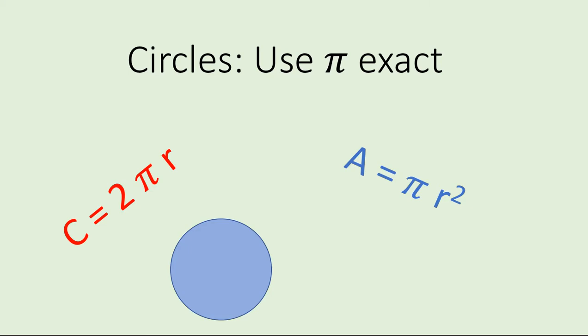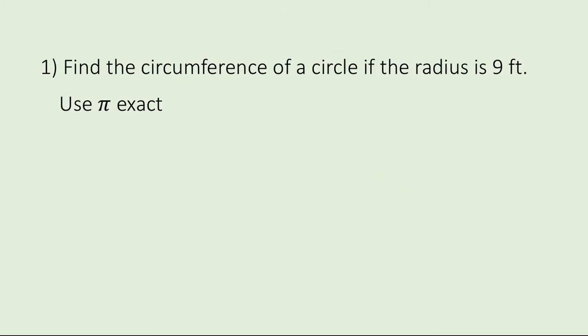Okay, today we're going to talk about circles and using pi exact. Problem number 1. Find the circumference of a circle if the radius is 9 feet. So we want to use the circumference formula. First thing, we should write the circumference formula down.